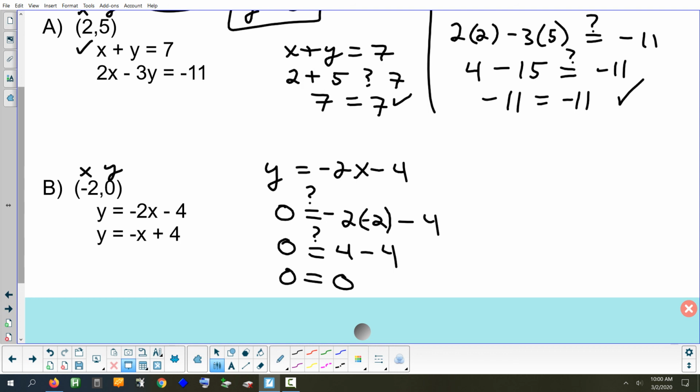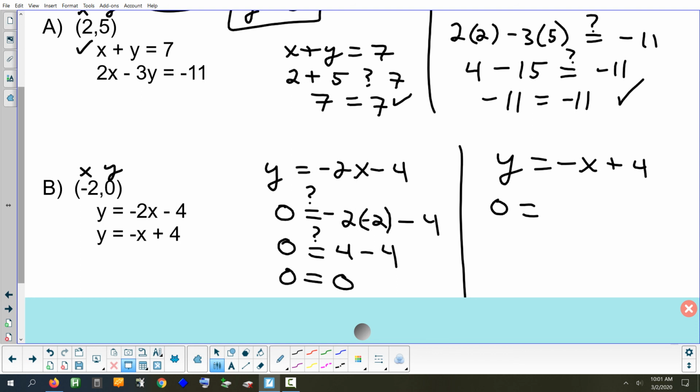So can we just say, yes, it works, we're done? No, it worked in the first one. You got to check that it works in the second one. And watch what's going to happen this time. y equals negative x plus 4. Okay. Kelsey, what am I plugging in for y? 0. Now, be careful when you plug in for x.